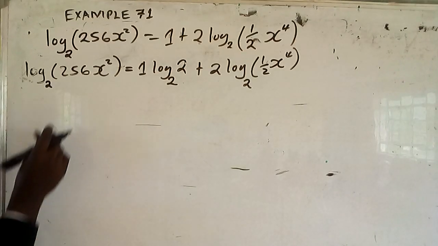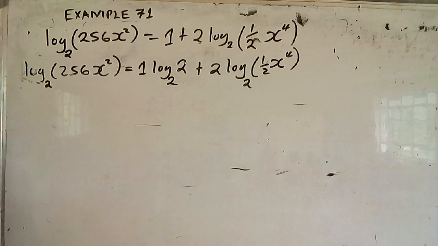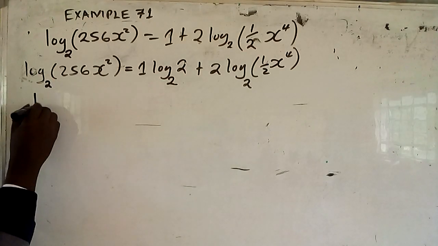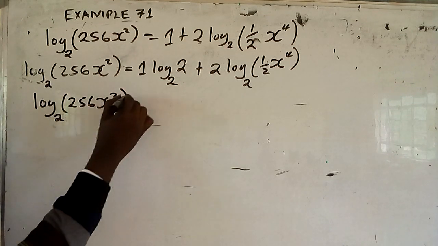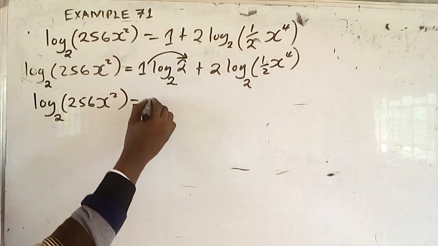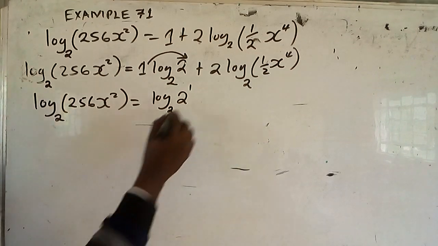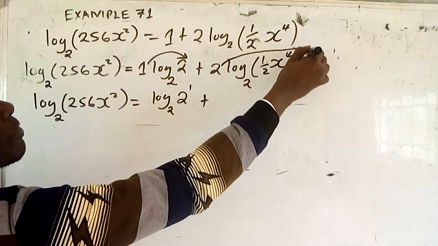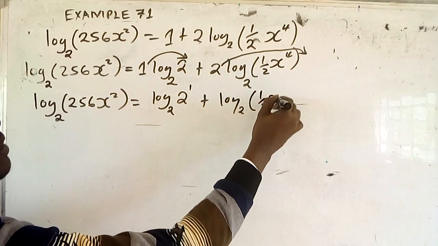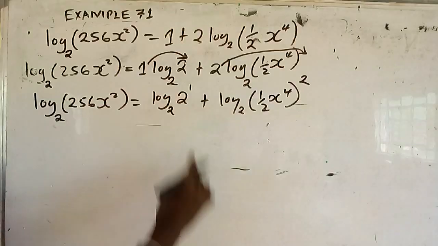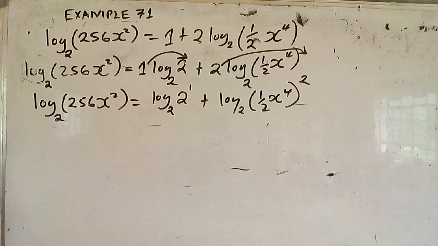From there, you now ensure you have one term on either side of the equation after getting rid of the coefficients, isn't it? So if you get rid of the coefficient, what do you have? Log 256x squared to base 2. This one becomes the power, so it is going to be log 2 raised to power 1 to base 2. Then plus this 2 becomes the power, so you get log base 2 of half x raised to power 4, then raised to power 2. This 2 coefficient becomes the power. So you've got rid of the coefficients, isn't it?